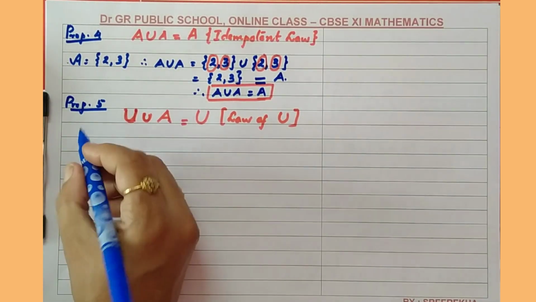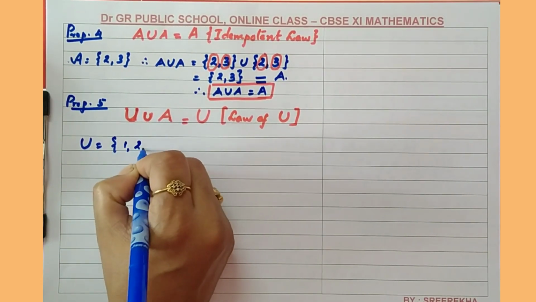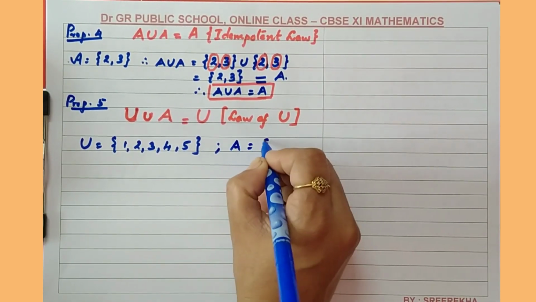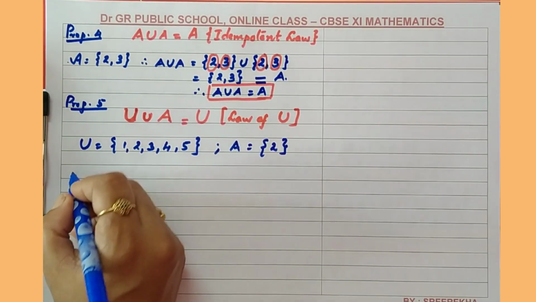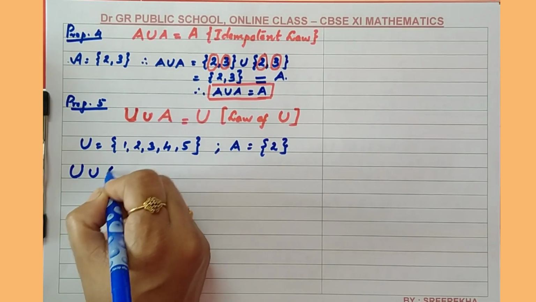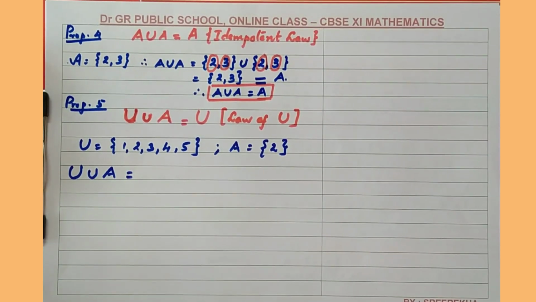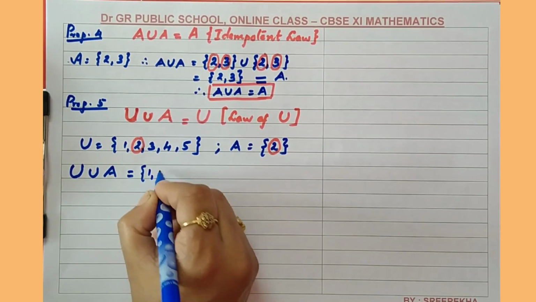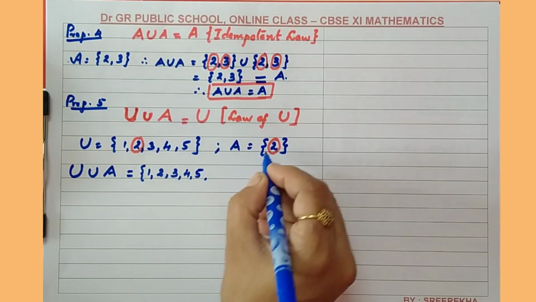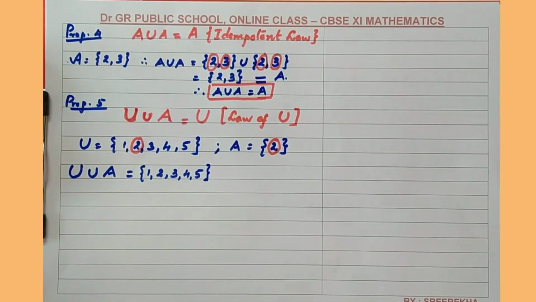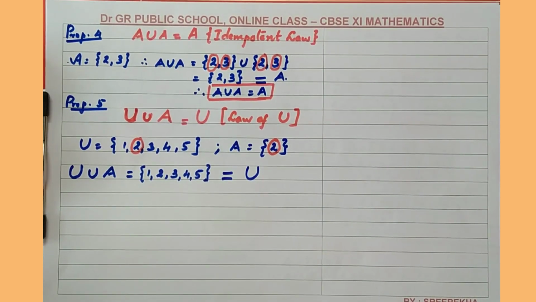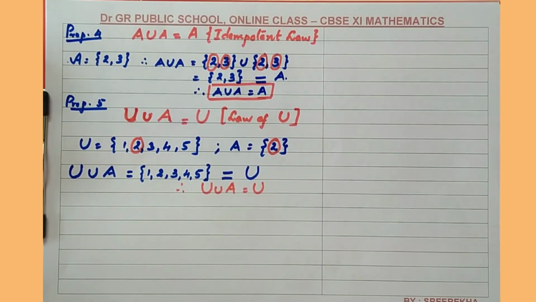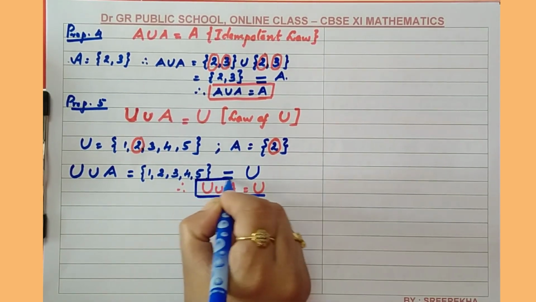Okay, I am going to consider the universal set as the set {1, 2, 3, 4, 5}, that is, the set of natural numbers up to 5. And I am going to consider a set A as the set {2}, the singleton set. I am going to find the universal set union this A. You know that for finding the union of two sets, you need to take the common elements only once. The process is that at first you write the elements of the first set, 1, 2, 3, 4, 5, and the elements of the second set, the common element being repeated only once. So 1, 2, 3, 4, 5 itself, which is equal to the universal set U itself. So from this you can say that universal set union A equals the universal set, which is the law of universal set. Thus you also need to study these 5 properties based on the union.